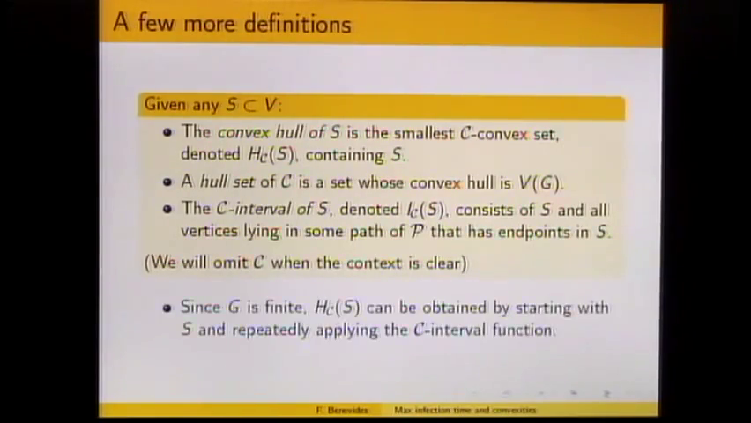So in our case, since we are only working with finite sets V, if you want to compute the convex hull of some set S, you can do it by just applying the interval function many times, right? Just start with the set S, apply the interval function, then again, until at some point you'll get to the convex hull of the set S.